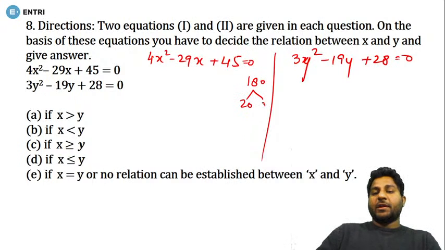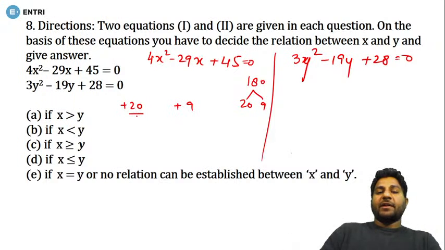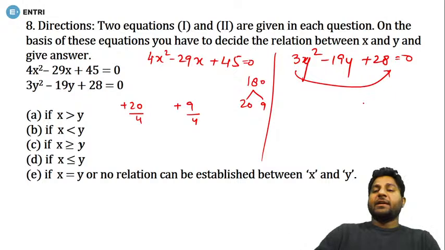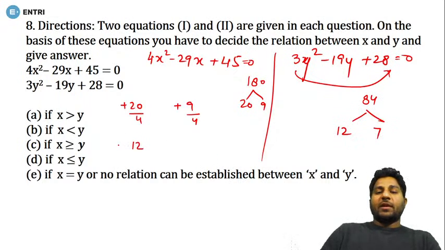29s are 180. Okay, so 20 plus and 9 plus, divided by 4, divided by 4. Here again 3 8s are 84. So 84 will be 12 and 7. So 12 plus and 7 plus, divided by 3, divided by 3. So what will you do?